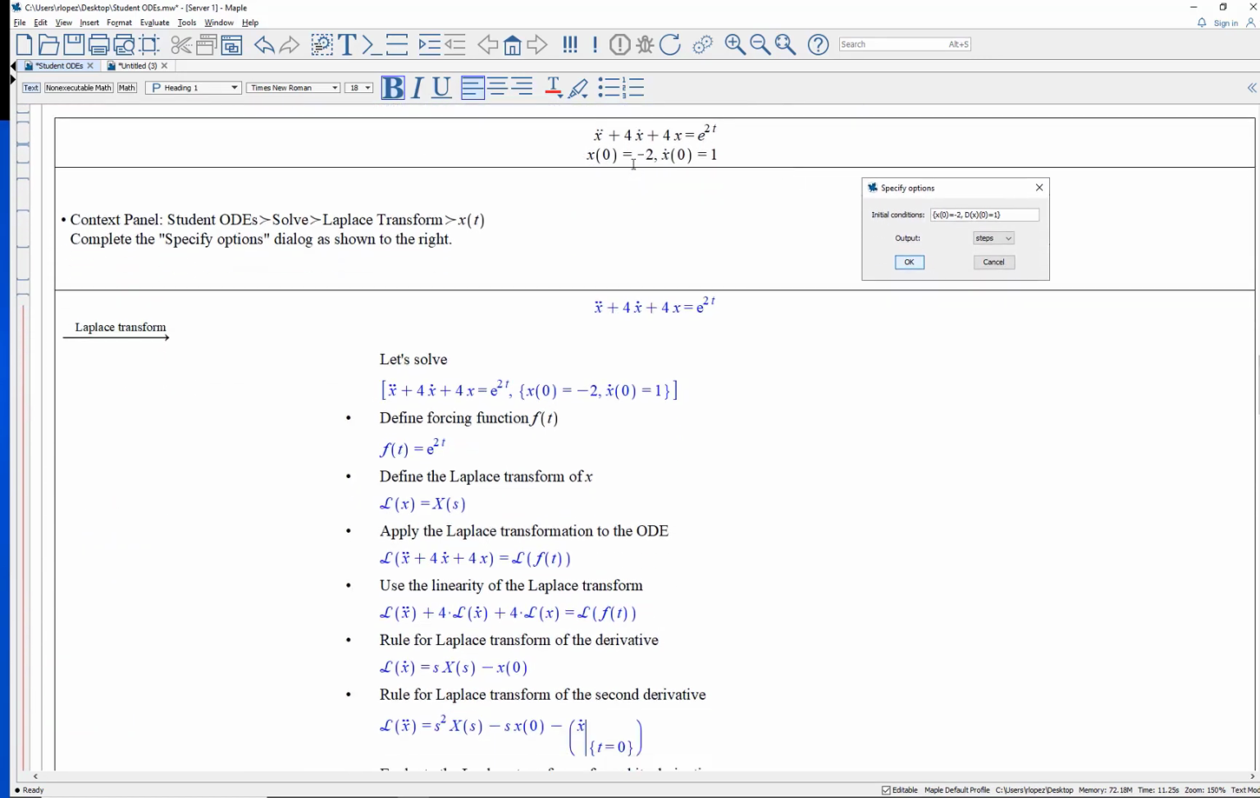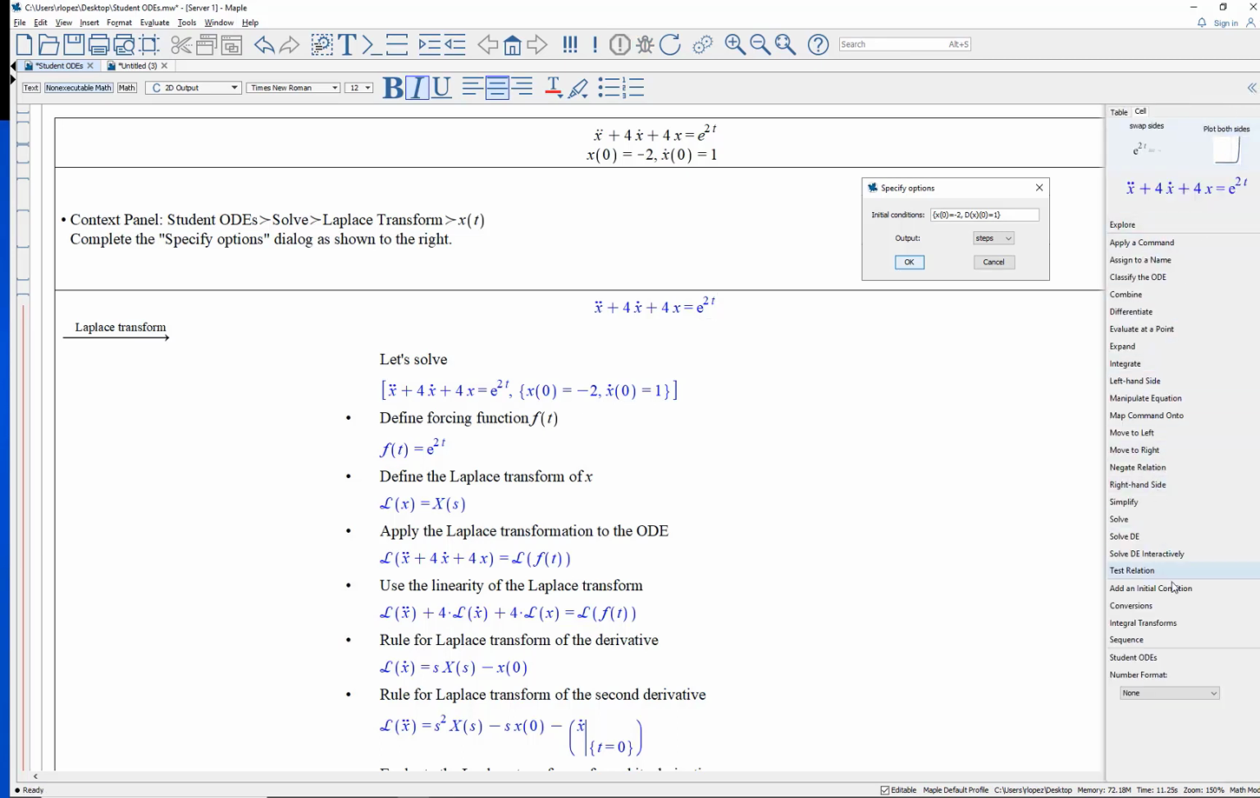This is the initial value problem. Here is the equation. Let's go here to the student package. You would pick solve Laplace transform, and you have this pop-up, and you notice here where it says steps, it's a drop-down. You pick steps, and then you enter this set of initial conditions as you see here, and then you get back a stepwise solution.